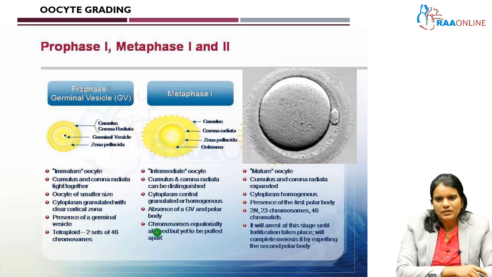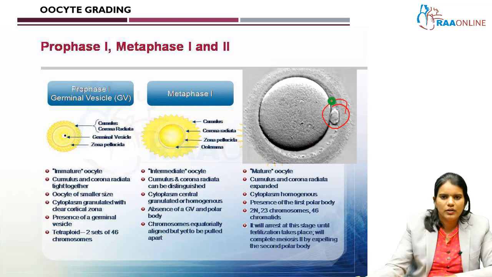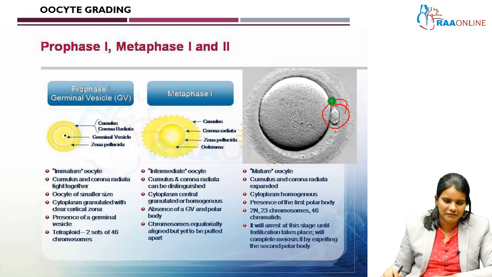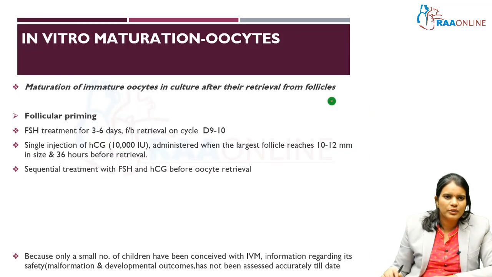Okay. So, there will be an expanded cumulus corona radiata and the presence of the first polar body. It will arrest at this stage until fertilization takes place, and it will complete the meiosis by expelling the second polar body. So, if the second polar body is there, it means that the meiosis is complete and the sperm has entered the egg. That will happen during IVF or after doing an ICSI. Again, in vitro maturation is not necessary. It is just a theory which will be needed.